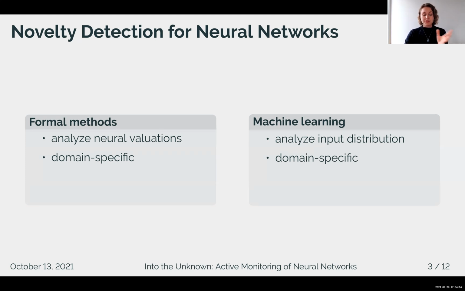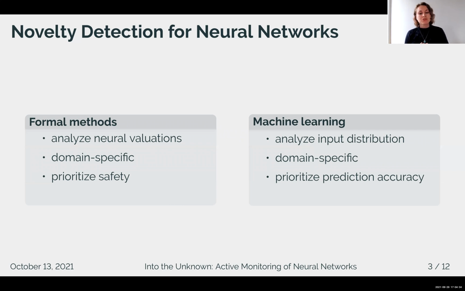Both approaches in both areas are quite domain specific. So for a specific data set, there are specific approaches that work exactly with this data set. And what's the biggest difference between machine learning and formal methods when addressing novelty detection is that machine learning tries to prioritize the accuracy of the prediction. So the novelties are addressed such that we minimize the loss of prediction accuracy. While in formal methods, we're focused on safety. So for us, each novelty is crucial.